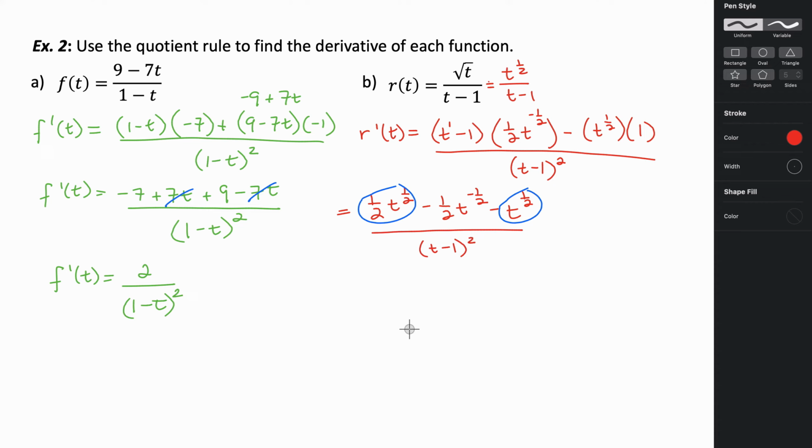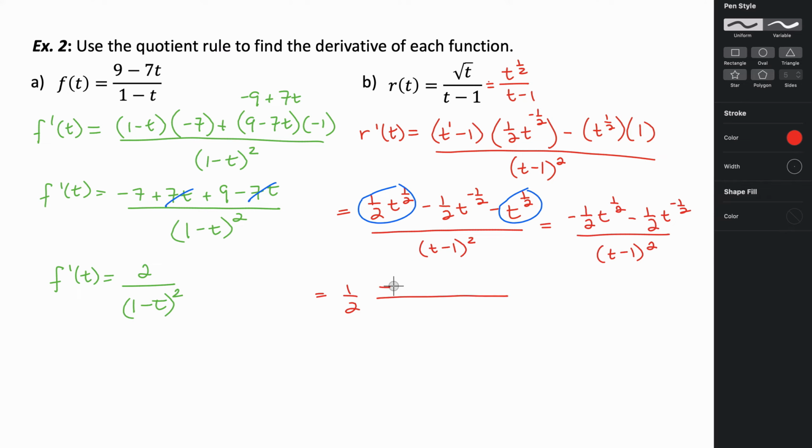So putting all of this together, 1/2 t to the 1/2 minus t to the 1/2 is going to give me negative 1/2 t to the 1/2 minus 1/2 t to the negative 1/2, all divided by t minus 1 quantity squared. So I can factor out this 1/2. So I have 1/2 times this whole thing.